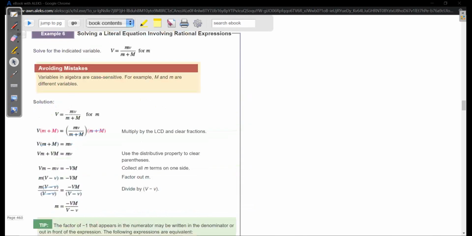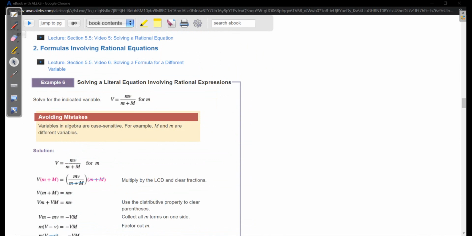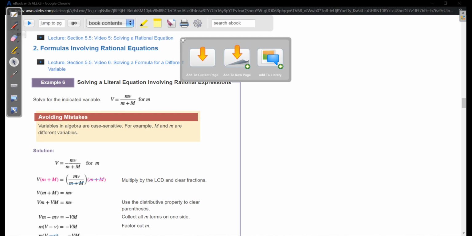Okay, so solving a literal equation involving rational expressions. There are new letters here. Looks like we have velocity, mass, and lots of stuff. We don't really know what those variables mean right now. This simply says solve for the indicated variable. Big V is equal to little m times little v all over little m plus big M. We're trying to solve for m. So how do we solve for m?